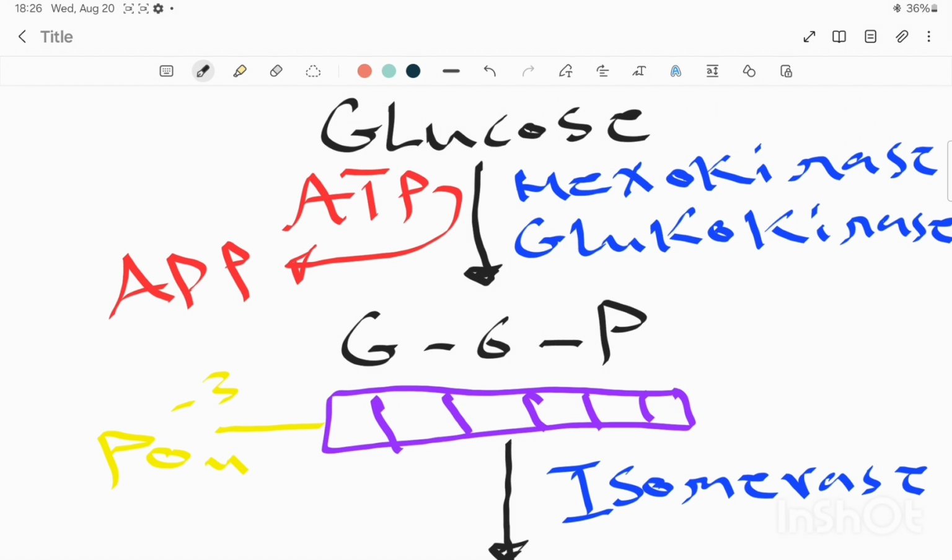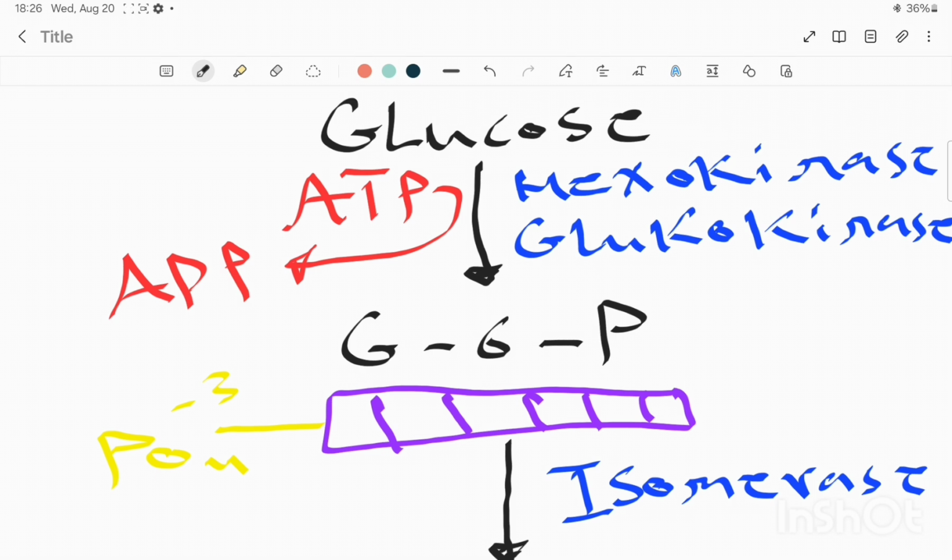So we begin with glucose. There is one enzyme called hexokinase, or its version in the liver called glucokinase, that adds a phosphate group to glucose, making it glucose 6-phosphate. The purpose of this step is to trap glucose inside the cell. This costs us one molecule of ATP. We can consider it an investment.